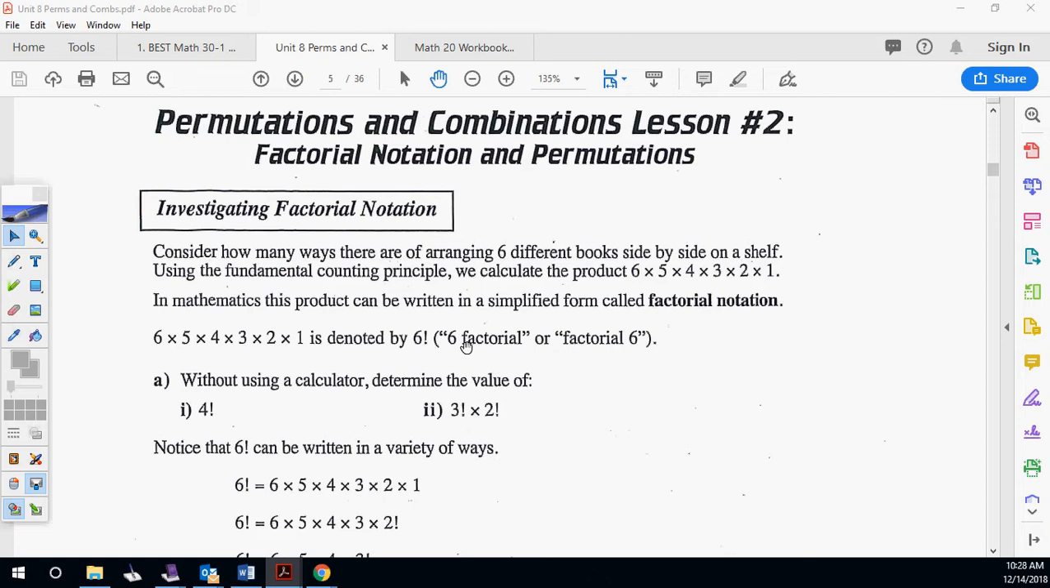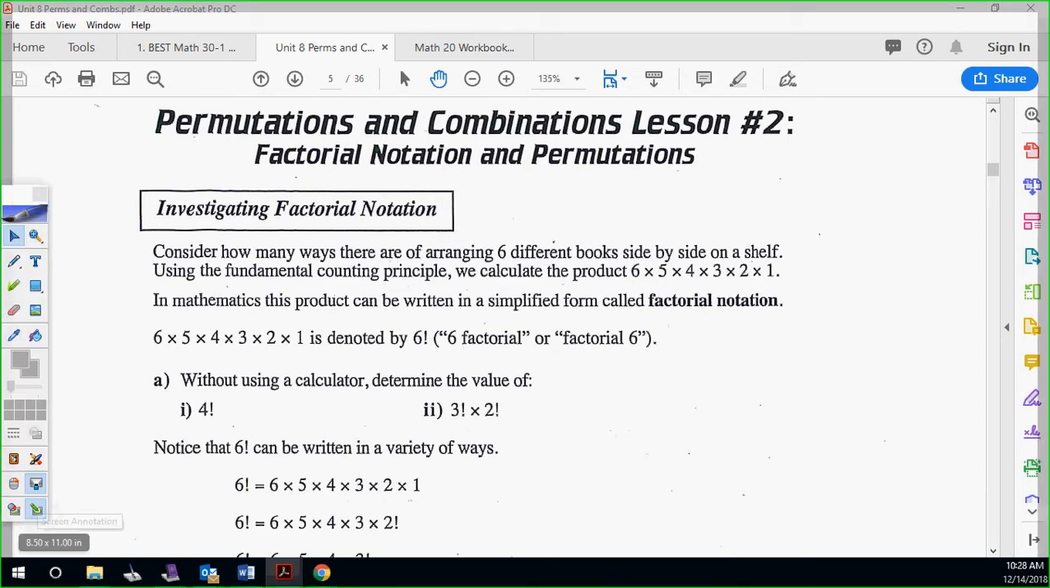Okay, so without using a calculator, determine these. We're just going to do these, understanding what they mean. 4 factorial means 4 times 3 times 2 times 1. So that one would be 24 for 4 factorial.